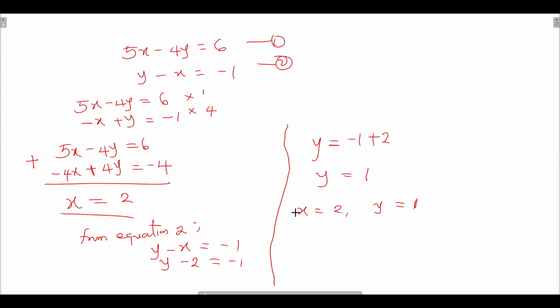You can confirm from the equations. If x equals 2, 2 times 5 is 10, minus 4 times 1, that's 10 minus 4, we have 6. And 1 minus 2 will give us minus 1. So that's correct.